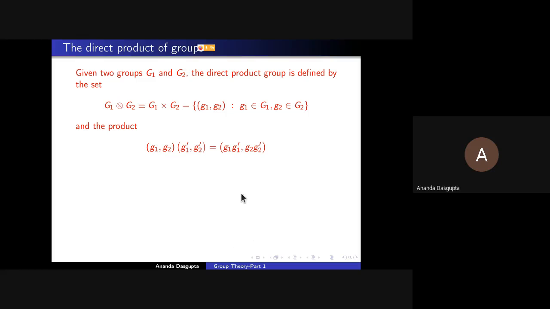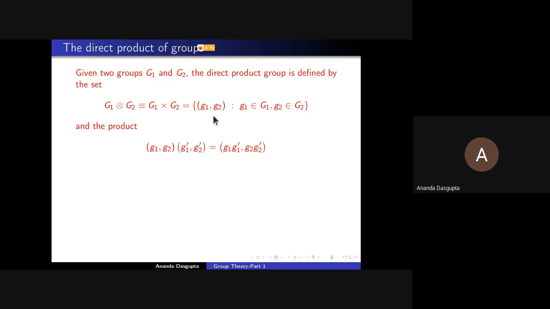So given two groups G1 and G2, the direct product group is very simple. The direct product group is written as G1 with this circled cross symbol G2. But as a set it is the same as the Cartesian product. I hope everybody knows what the Cartesian product of two sets is. You simply take pairs of elements, one from each group. That's one element of G1 direct product G2: (g1, g2), where g1 comes from capital G1, g2 comes from capital G2.